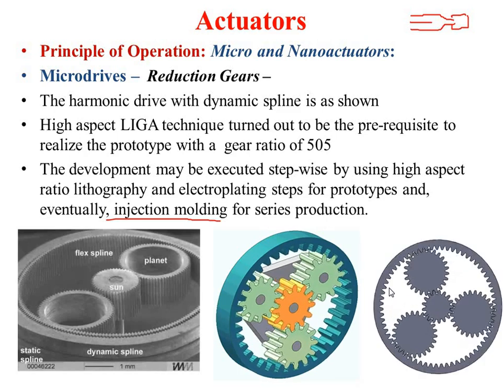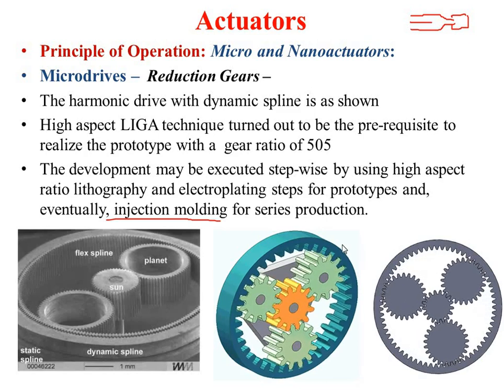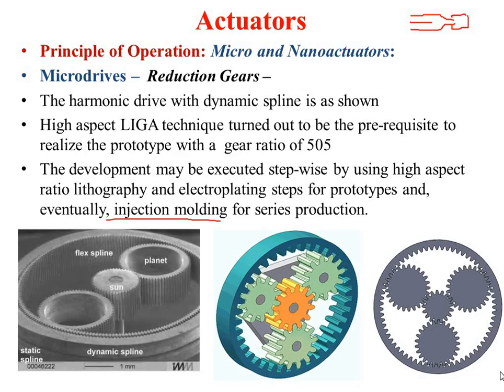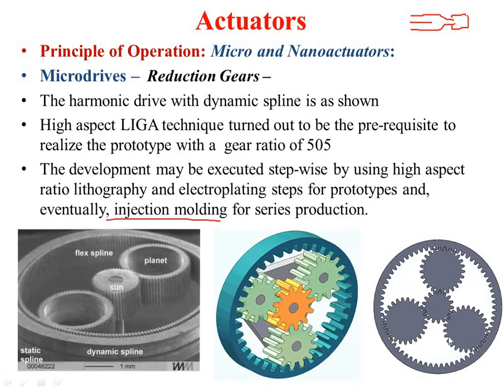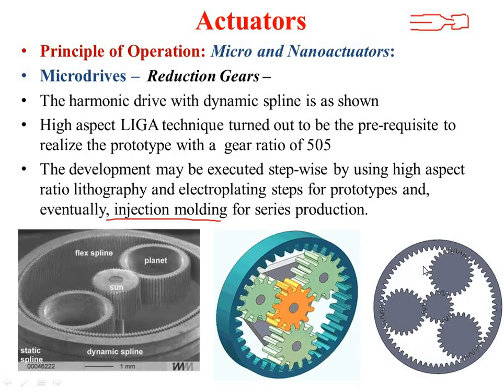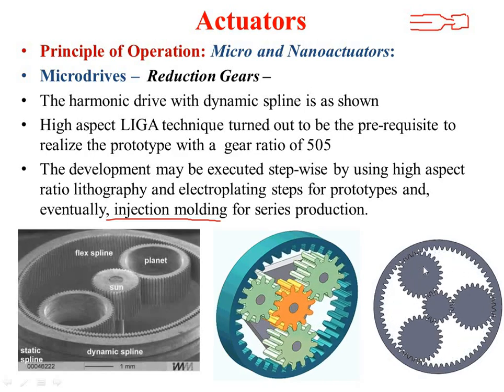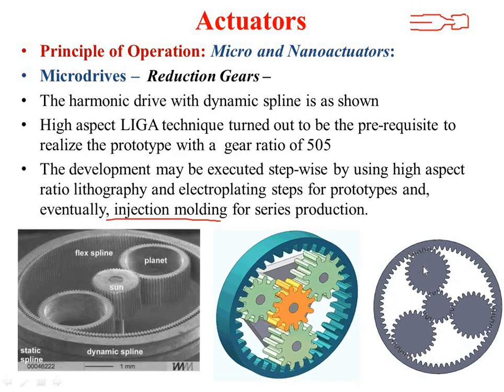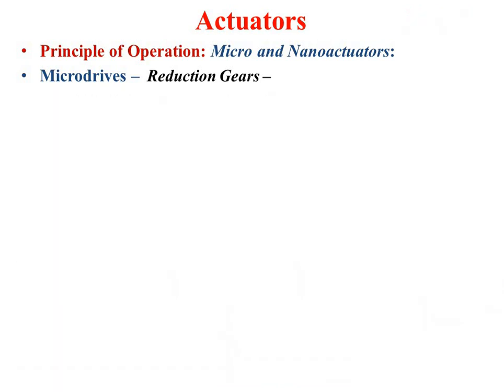So here the outer one is stationary. Here the inner one is stationary and the outer is moving. Here the outer is stationary and the inner parts are moving. So both types of reduction gears will help you to have a rotational type of action. This action is possible with the help of reduction gears.